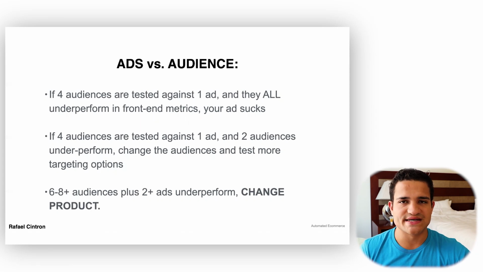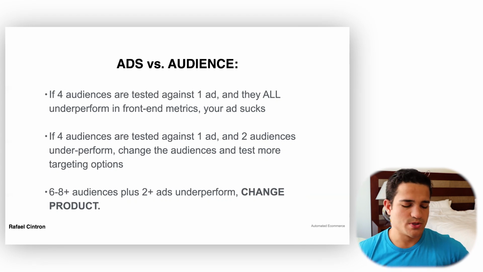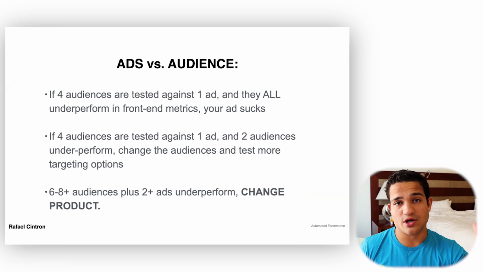So our 4 audiences are tested with one particular ad, one creative, one video, one text, one headline, and they all underperform. They're all terrible. Let's say you test 4, 8 audiences, and they're all terrible. The CPC is like $10, or $5. Your ad probably sucks. Your video is really bad. Your ad text is not attracting anybody to click on it. That's the issue here.